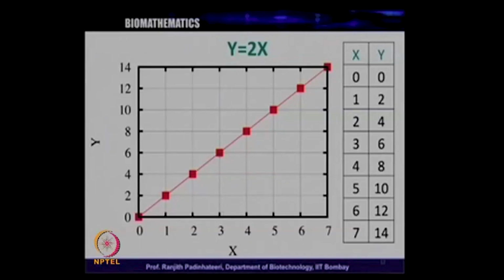For x equal to 3, the corresponding y value is 6. When x equal to 5, the corresponding y value is 10. Similarly, 6 has corresponding value 12, 7 has 14. So, basically we have put a dot for each pair of these values and connected them. So, this is another straight line. y is equal to x is a straight line, y is equal to 2x is also a straight line, as you can see here.